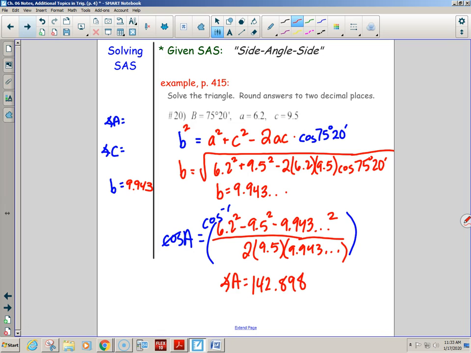Angle A is equal to 142.898. Whew. Now, it could be a real beast if we have to go solve for the other angle the long way. Guys, hold on. As soon as I have 2 angles, what can I do? 180 minus, wait!